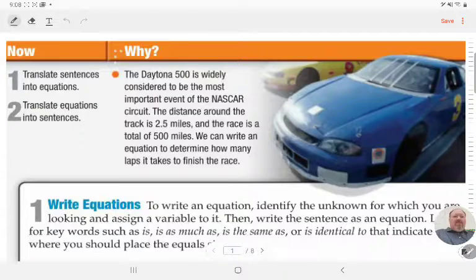So the Daytona 500 is widely considered to be the most important event of the NASCAR circuit. The distance around the track is 2.5 miles, and the race is a total of 500 miles. We can write an equation to determine how many laps it takes to finish the race.